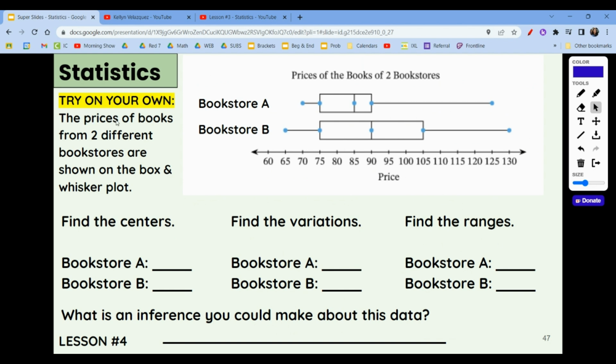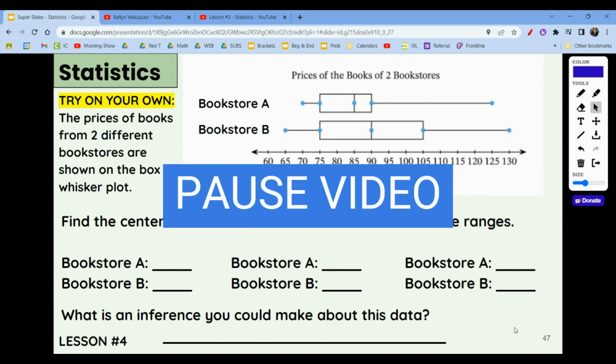Okay, try this on your own. The prices of books from two different bookstores are shown in the box and whisker plot. Find the centers, find the variations, find the ranges, and make an inference. Please pause the video and try this one on your own, then unpause it to check your answers.